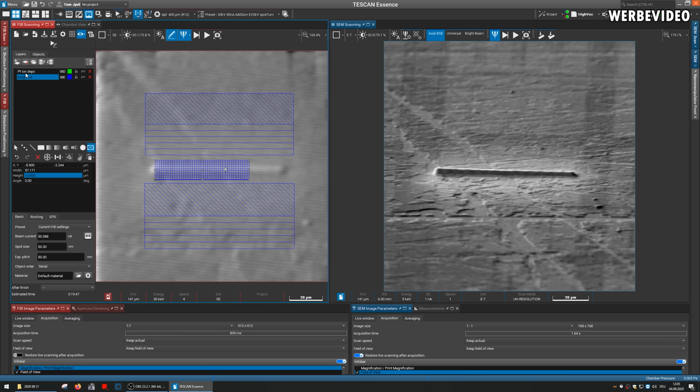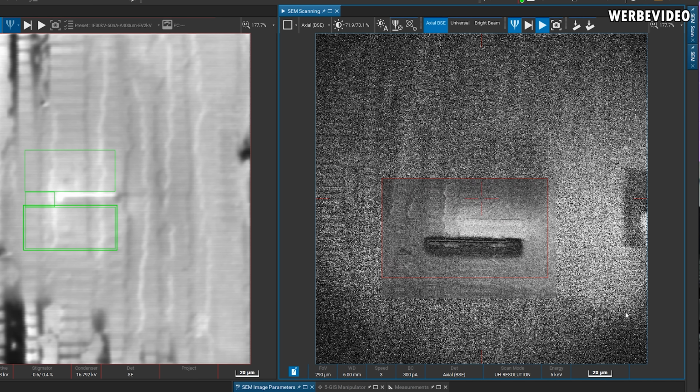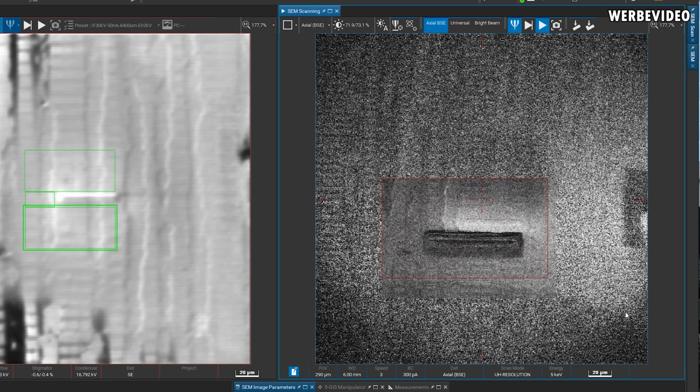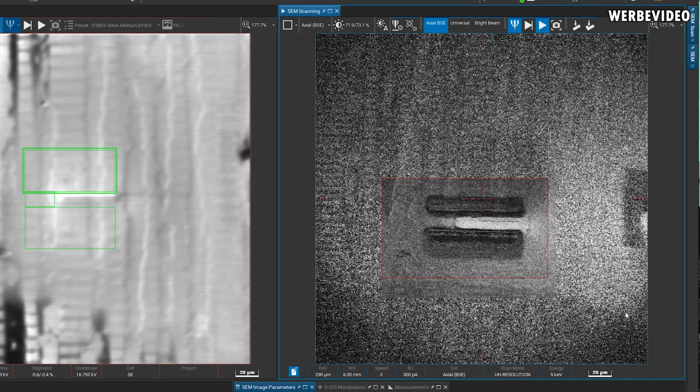In the next step we are defining where exactly we want to cut out the lamella out of the surface. On the left side you can see again blue rectangles where we define exactly where the ion beam is hitting the surface and where it doesn't hit the surface. Again, this process will take several hours.